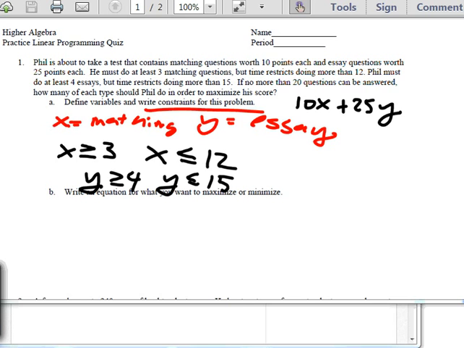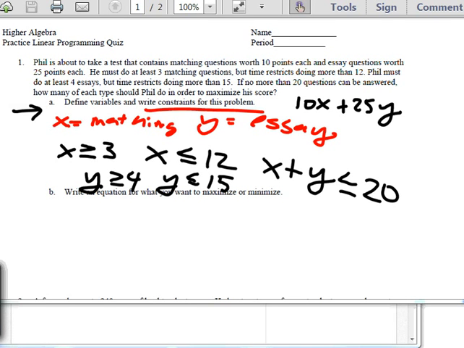If no more than 20 can be answered, wait a minute. No more than 20 can be answered. That's the total number of questions. That means x plus y is less than, wait, no more than 20. Yeah, you're right, less than or equal to 20. Then how many of each type should Phil do in order to maximize his score? Notice this question doesn't ask me to answer the question. It just asks me to write constraints. There's a whole bunch of constraints.